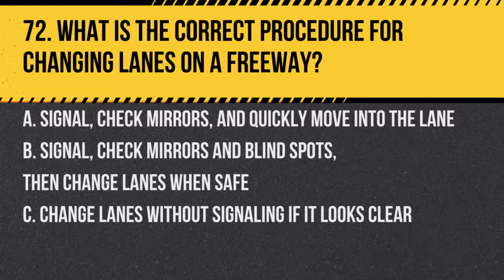Question 72. What is the correct procedure for changing lanes on a freeway? A. Signal, check mirrors, and quickly move into the lane. B. Signal, check mirrors and blind spots, then change lanes when safe. C. Change lanes without signaling if it looks clear. Answer: B. Signal, check mirrors and blind spots, then change lanes when safe. Always signal, check your mirrors and blind spots, and ensure it's safe before changing lanes on a freeway.